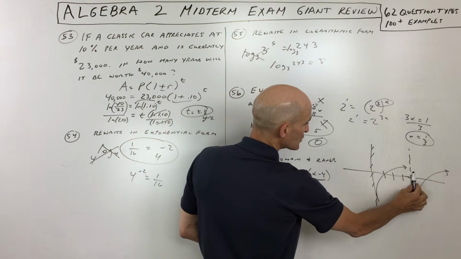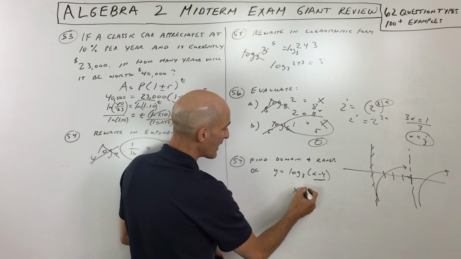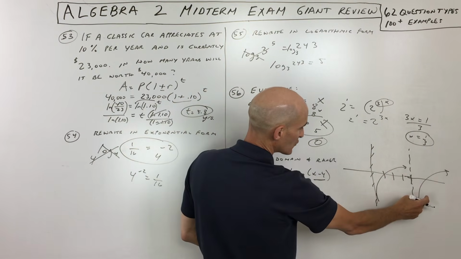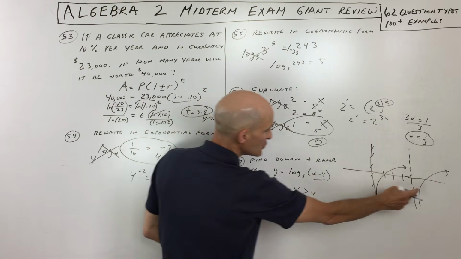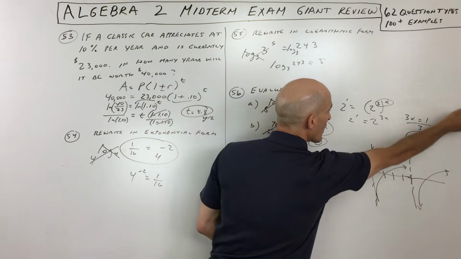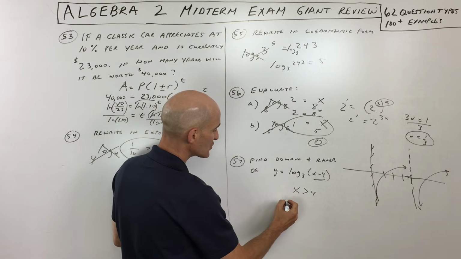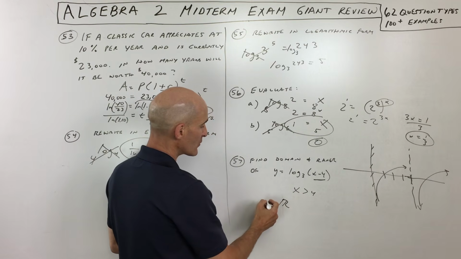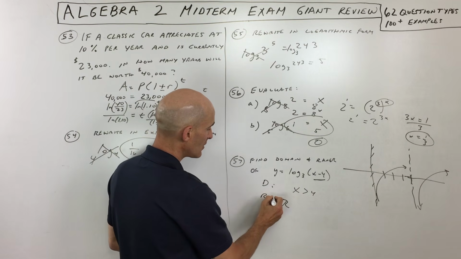So you can see the domain is going to be x is greater than 4, but not equal to, because this is the asymptote. It can't equal 4. And then the range, you can see that this goes down to negative infinity, gradually goes up to positive infinity. So the range is going to be all real numbers. So I'll just say domain and range.